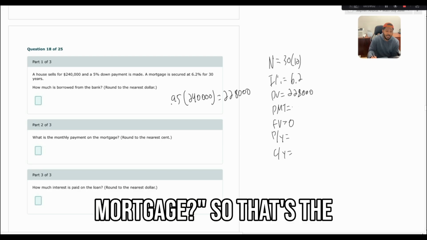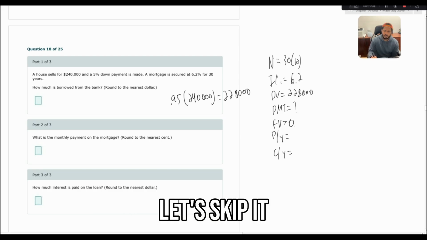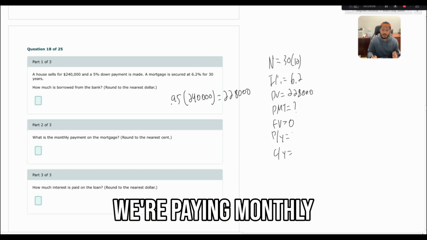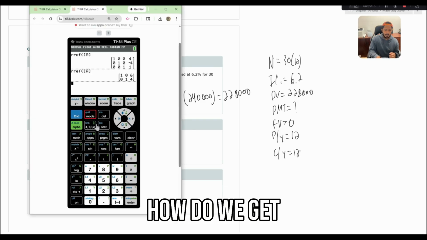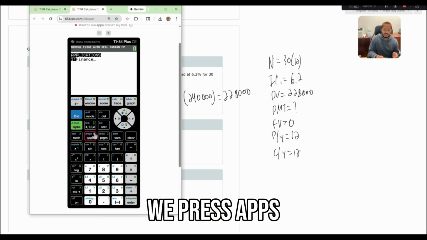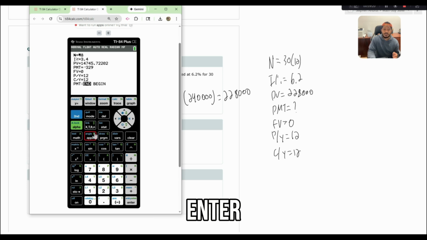It says, what is your monthly mortgage? So that's the one I'm looking for. Let's skip it. And then payments per year, compounds per year, we're paying monthly, so 12 and 12. Again, how do we get there in our calculator? We press apps, then finance, and then TVM solver. Apps, enter. Then we fill in.